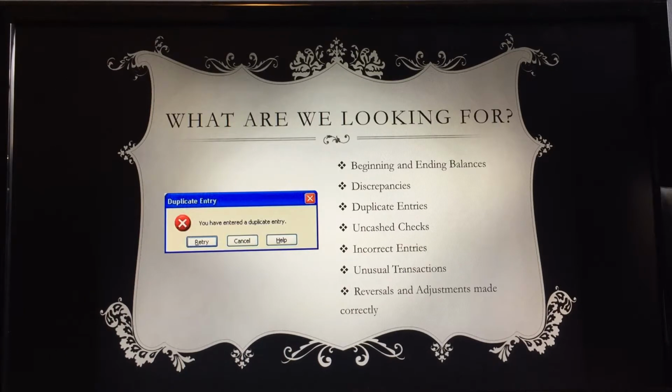We also are looking for uncashed checks, and why are those checks uncashed? Did the person receive them? Did they not receive them? So on and so forth.